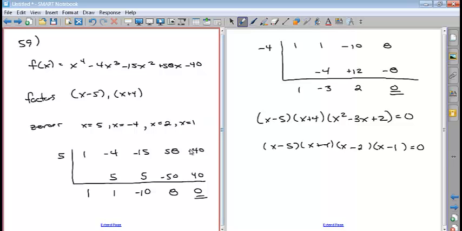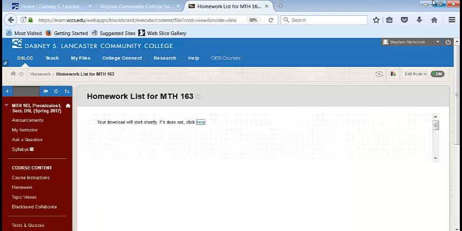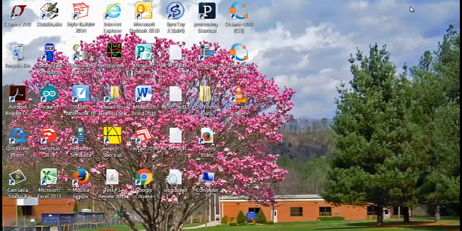So what you do there is you just plot the original function here and see if it crosses the x-axis at these 4 values of x. So let me open up my graphing program.